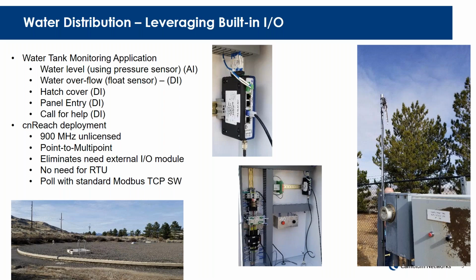This is a water tank monitoring application. You see up in the upper left is the AI and DI, which stands for analog input and digital input. And in the lower left, there's a picture of a water tank sitting up in a small subdivision of homes in one part of the city. What they want to monitor is how much water's in that tank. So they use a pressure sensor to figure out what the water level is. They have a float sensor to figure out if the water is starting to overflow, so it's a kind of fail-safe on the water level.